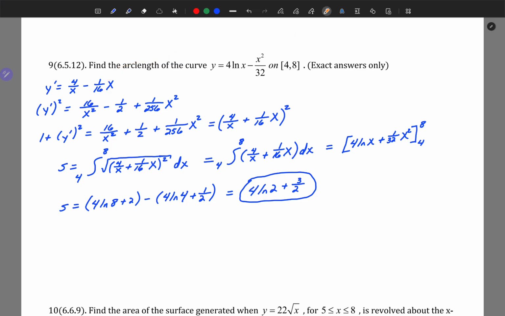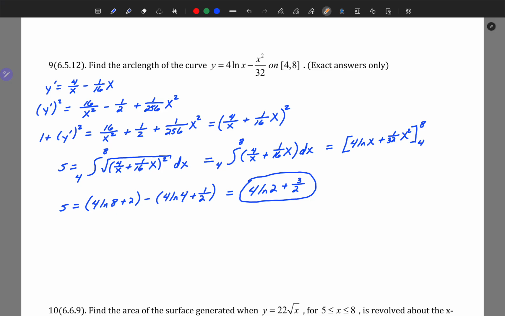So now I said, all right, that's the derivative. Now I need to square that derivative. So you would have 4 over x times 4 over x. That gave me 16 over x squared. The middle two terms are both going to be 4 over x times a minus 1/16 x. The x's end up canceling each other out, and I get minus 4 over 16 minus 4 over 16, which gives me minus 8 over 16, reduces down to minus 1/2.